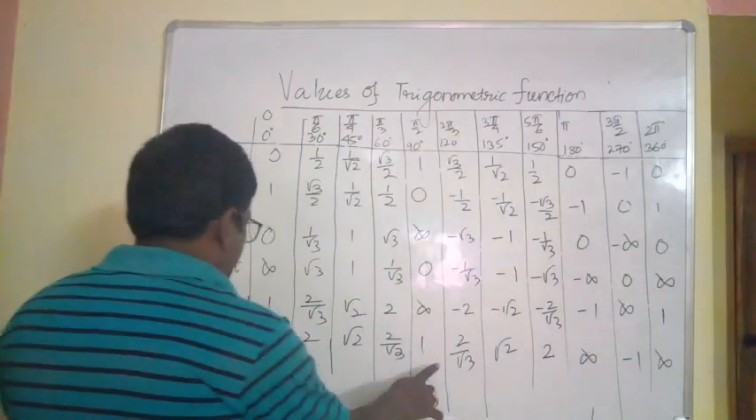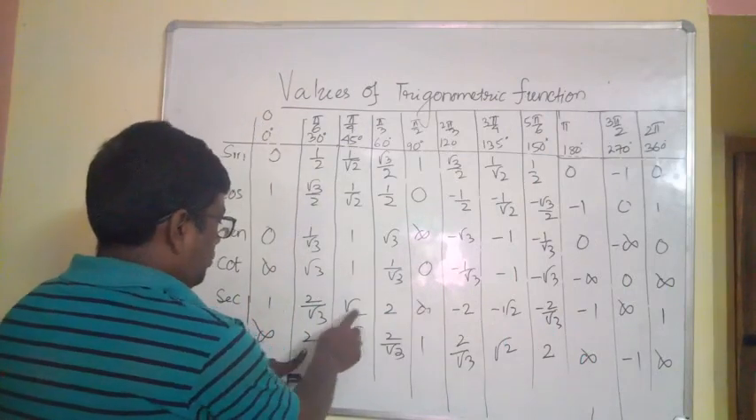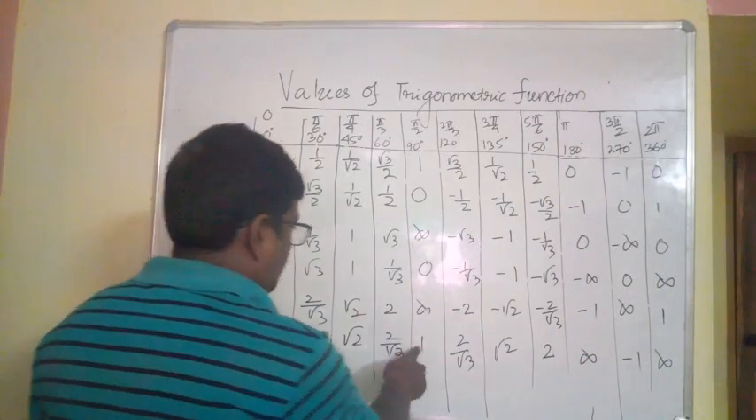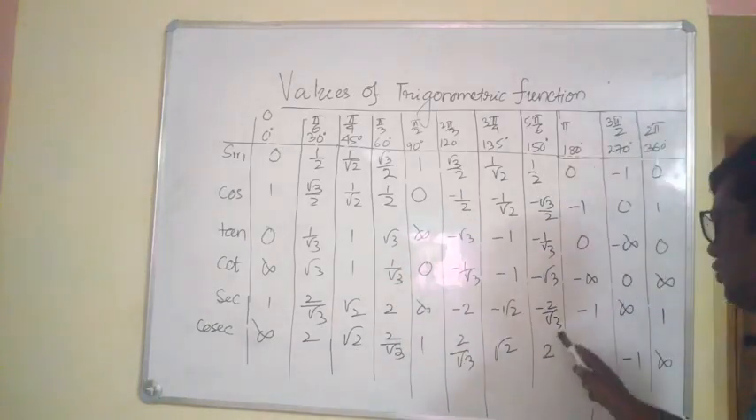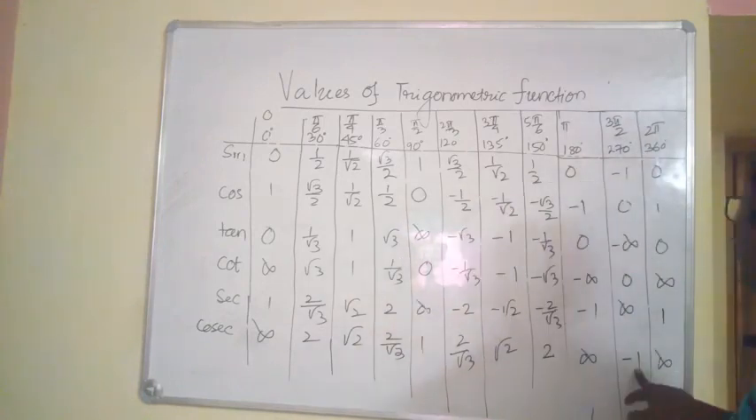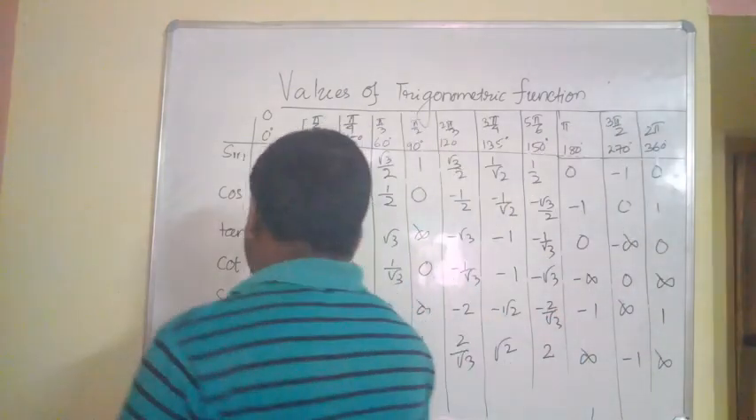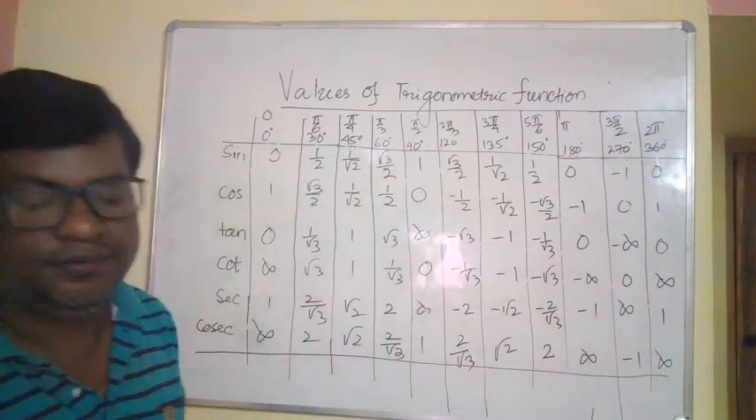Again write the values here: pi by 2, 2 by root 3, root 2, 1, then 2, infinity. Cosec is the reciprocal of sine: minus 1 by 1, its reciprocal is minus 1, and where sine is 0, its reciprocal is 1 by 0.